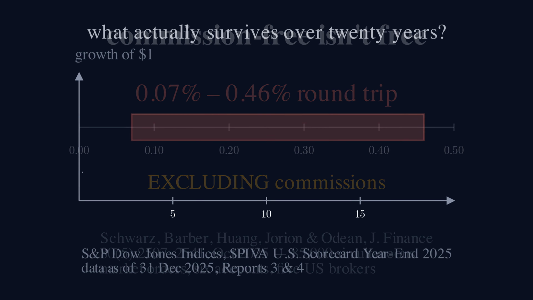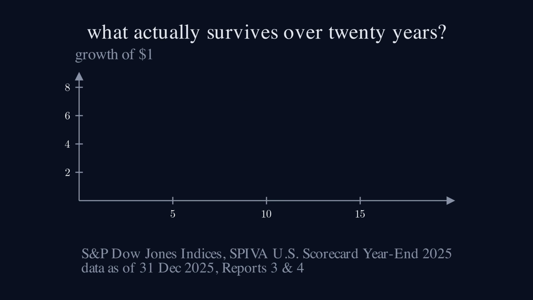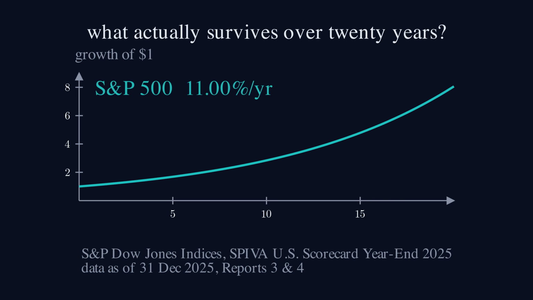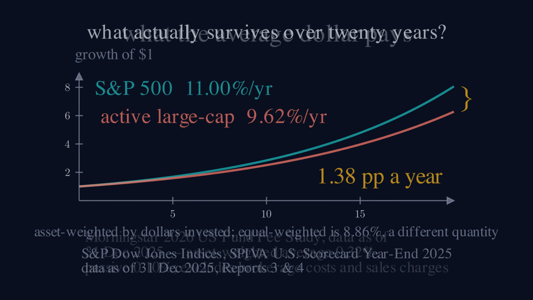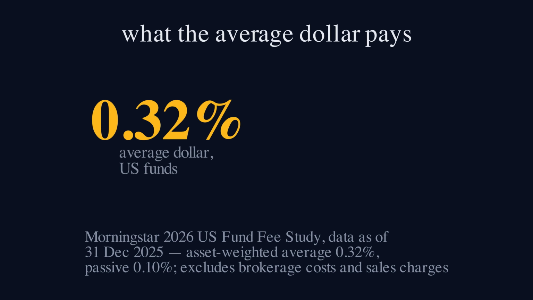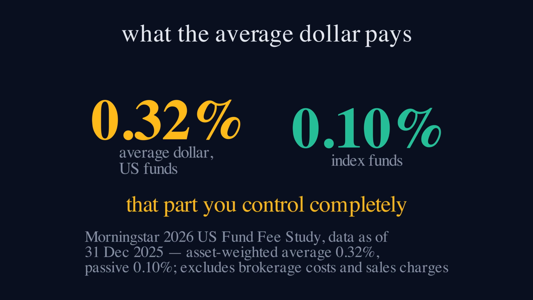So what actually survives? For somebody who holds a portfolio for 20 years. Over the 20 years to the end of 2025, the S&P 500 returned 11% a year. Active large-cap funds returned 9.62%, weighted by the dollars actually in them. 1.38 percentage points a year, handed over for the privilege of being managed. Meanwhile, the average dollar in an American fund now pays 0.32% a year. In index funds, 0.1%. That part you control completely.